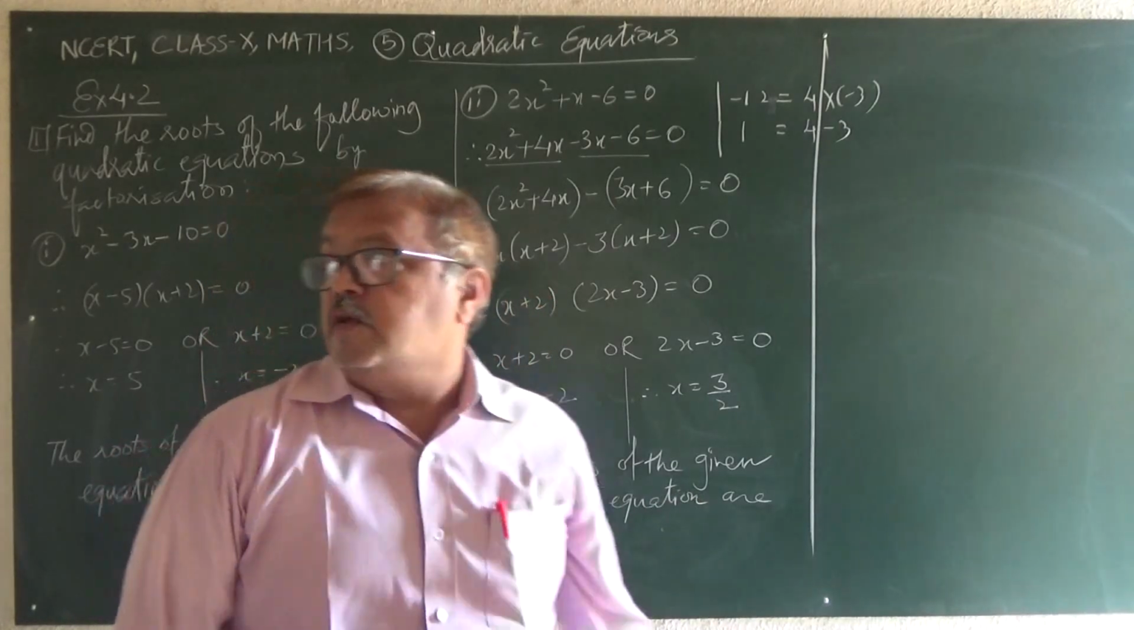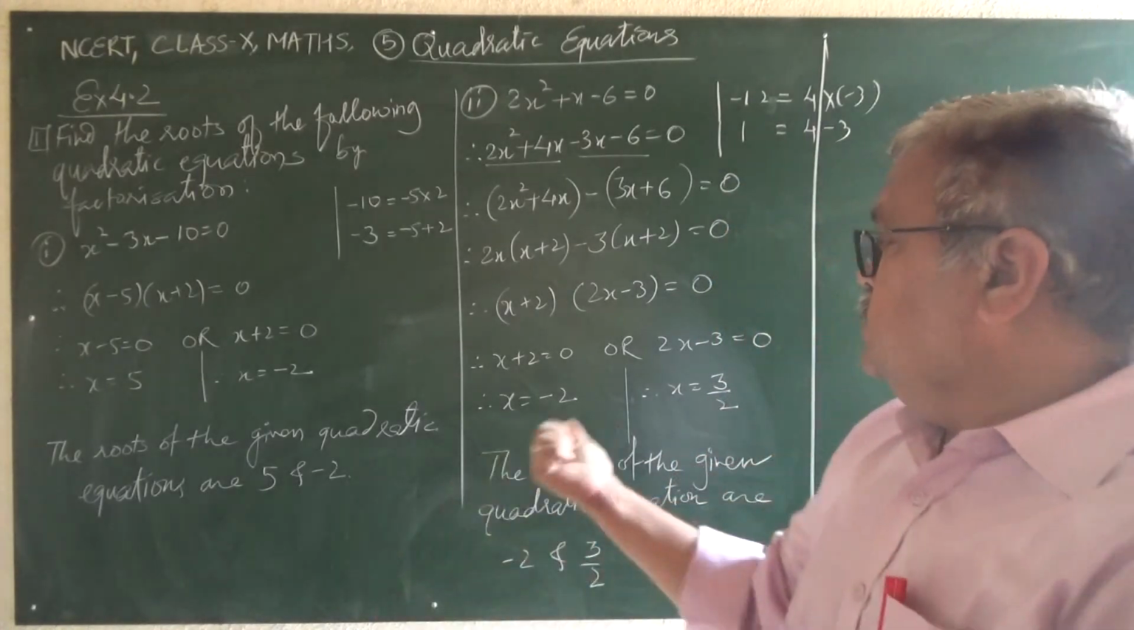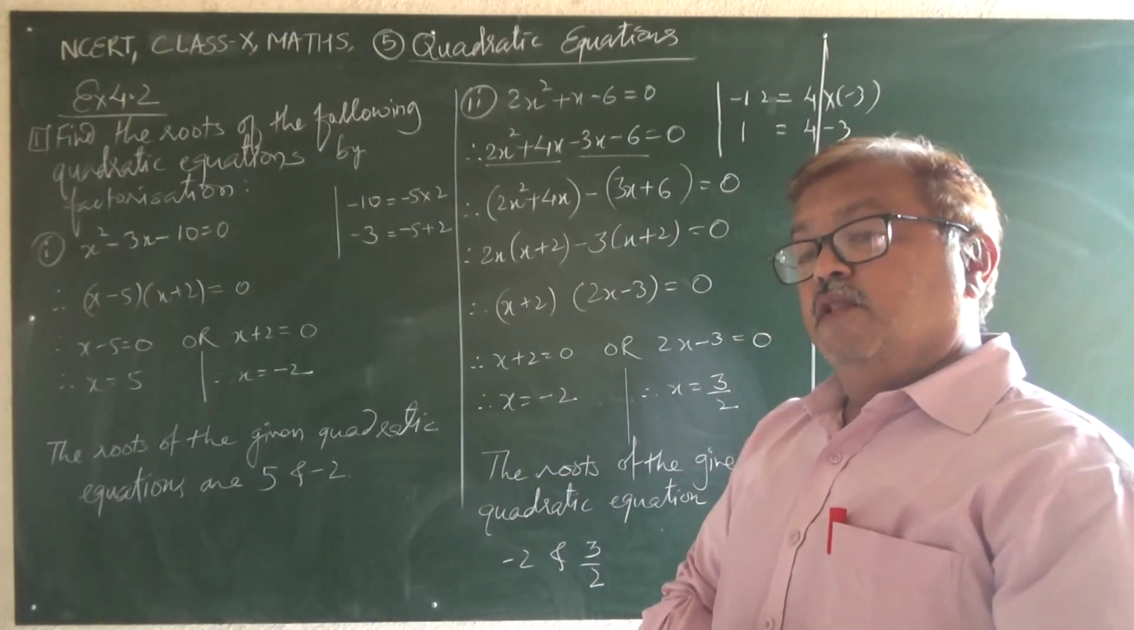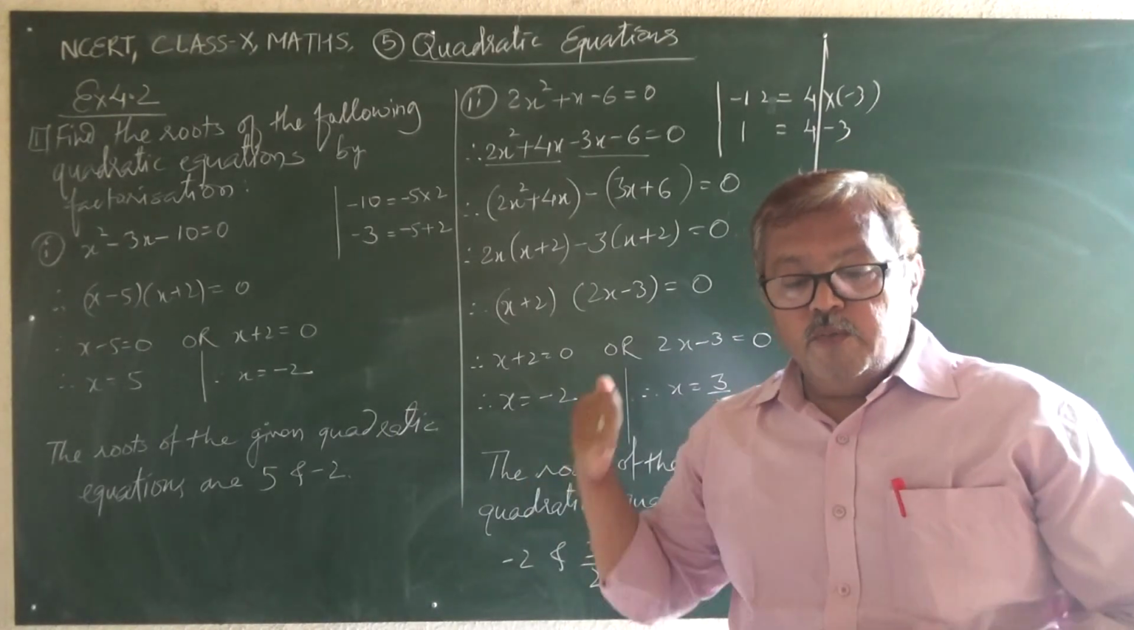So we have seen here two sums. By which method? Factorization method, splitting the middle term. Let us see some more examples based on this. Hope you have understood this.